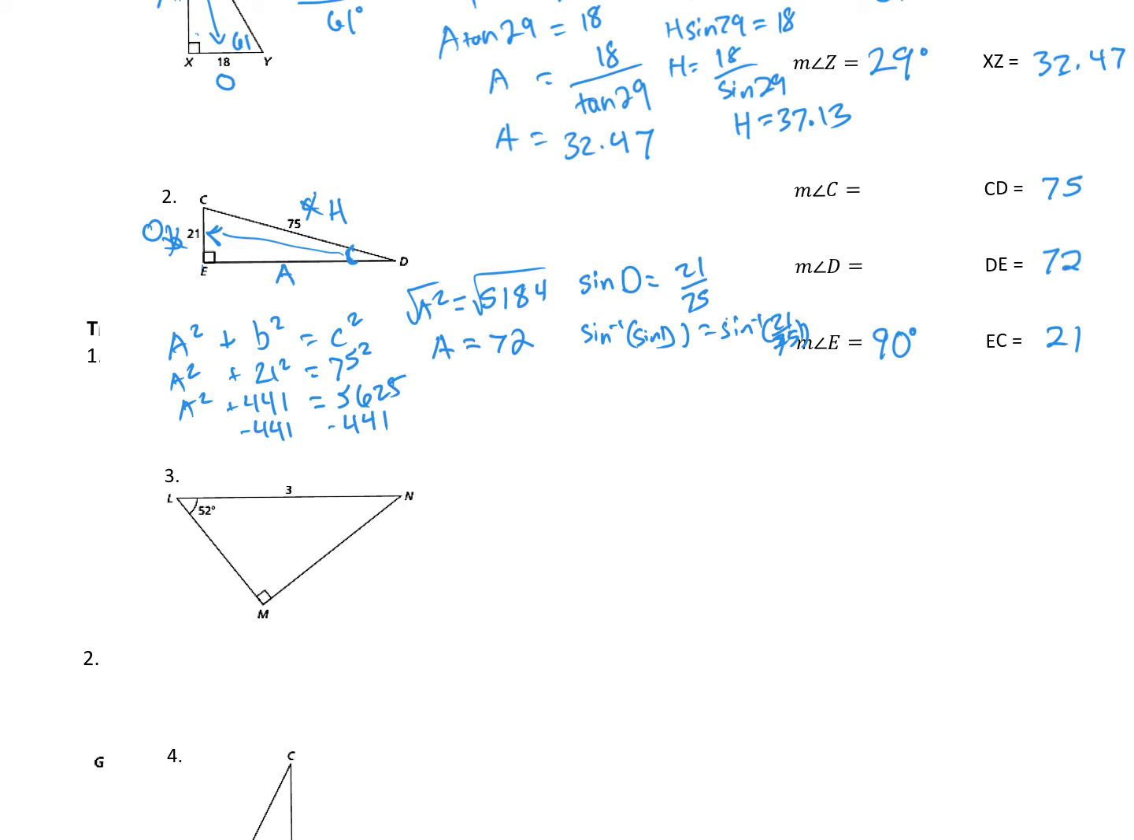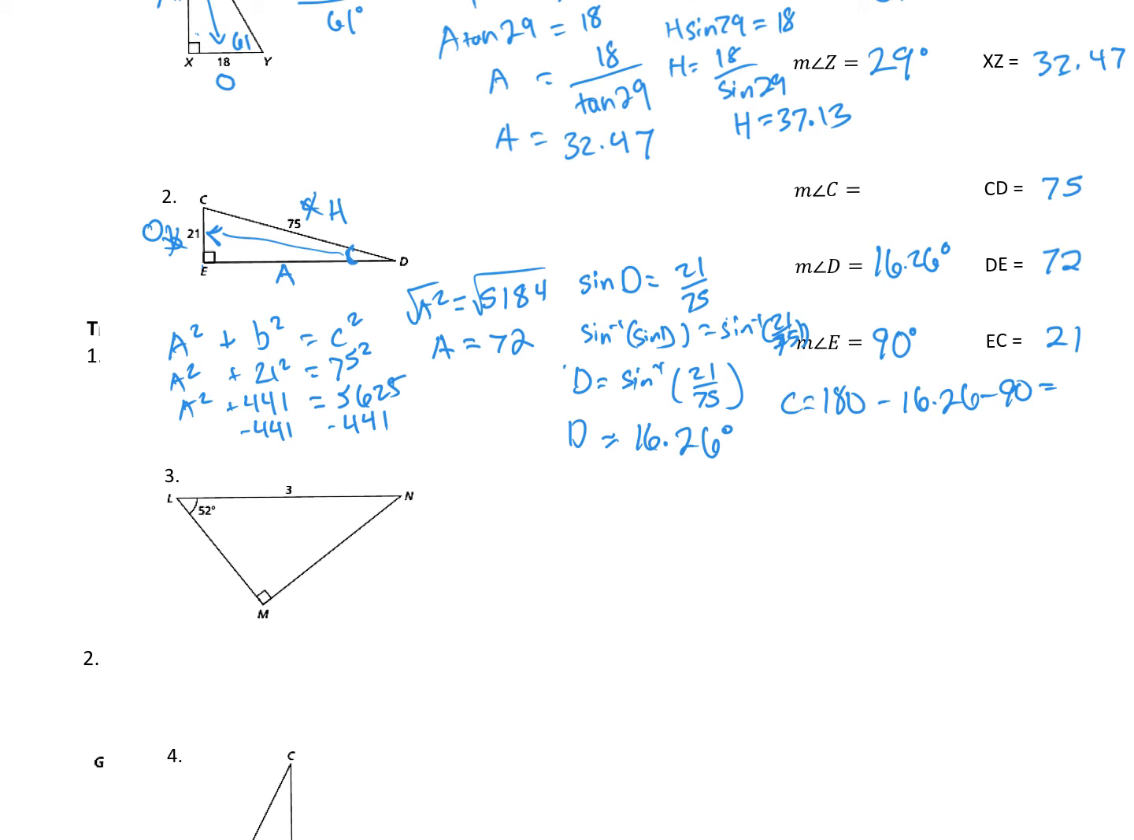Try to make some space here. So then D should equal the inverse sine of 21 over 75. So punch that into the calculator. This gives me D as about 16.26 degrees. So angle D is 16.26 degrees. And now I just got to take 180 minus all of that. So 180 minus 16.26 minus 90. And that will give me angle C.